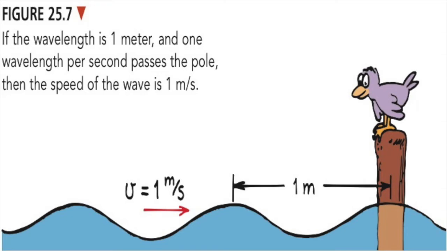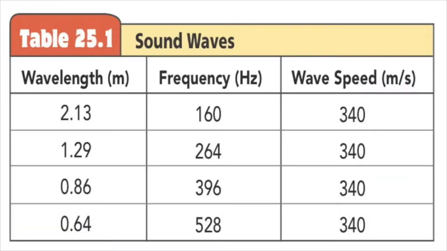Figure 25.7, if the wavelength is 1 meter and 1 wavelength per second passes the pole, then the speed of the wave is 1 meter per second. So it's frequency times wavelength equals wave speed. Here are some wave speeds. These are sound.